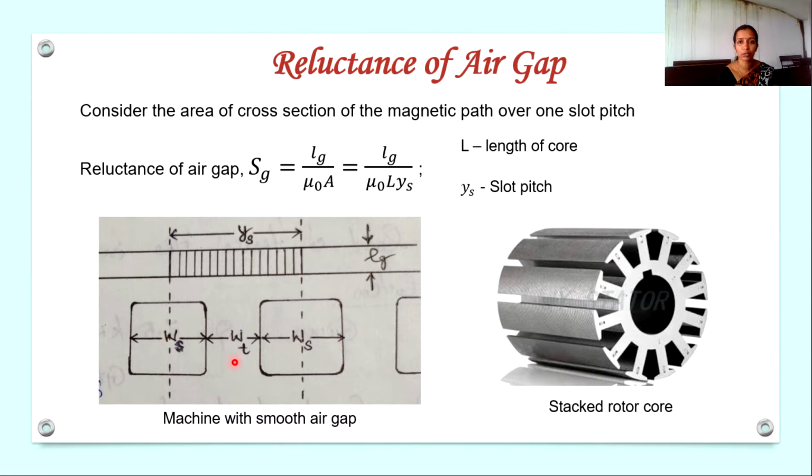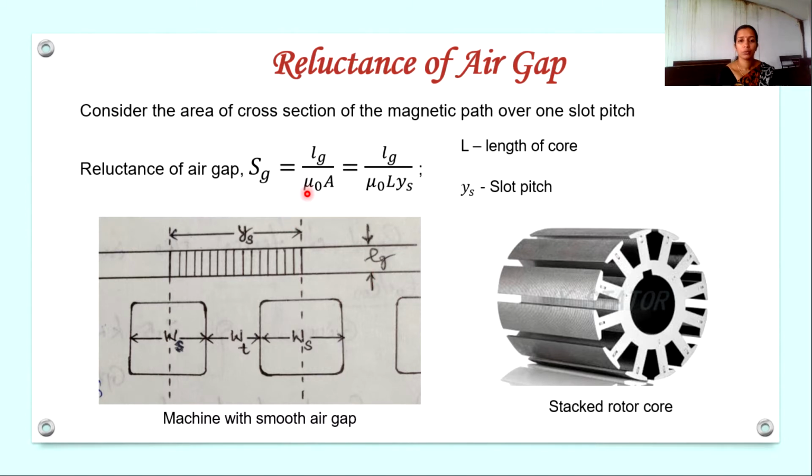So it is the tooth. So Ws is the width of the slot and Wt is the width of the tooth. So we have to calculate the reluctance of air gap under one slot pitch. So we know the equation for reluctance. So reluctance is equal to L divided by mu into A. L is the length of the magnetic path. So here it is Lg, marked as Lg. Length of air gap is marked as Lg.